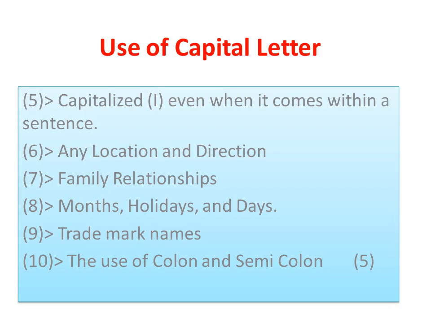Dear audience, dear spectator, now there comes number 5, capitalize I, even when it comes within a sentence. As you all know, there are 26 letters in English from A to Z, and out of these 26 letters there are 2 words as well, and the 2 words are I and O. Number 6, location and direction. Number 7, family relationships. Number 8, months, holidays and days. Number 9, trademarks and names. And number 10, the use of colon and semicolon. All these will be discussed in detail with examples.